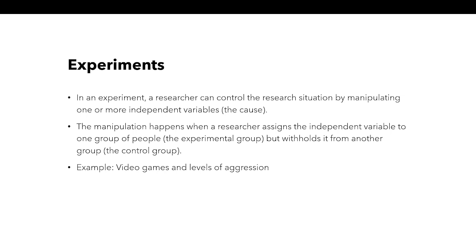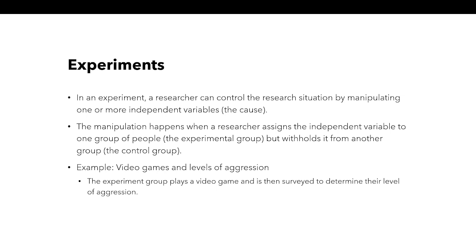So I want to bring back this example of video games and levels of aggression. As a reminder, the hypothesis here was that playing video games will increase levels of aggression. We determined that we have two variables here. Our independent variable is gaming, or playing video games, and our dependent variable is levels of aggression. In the experiment group, the experiment group would play a video game and then be surveyed to determine their levels of aggression.